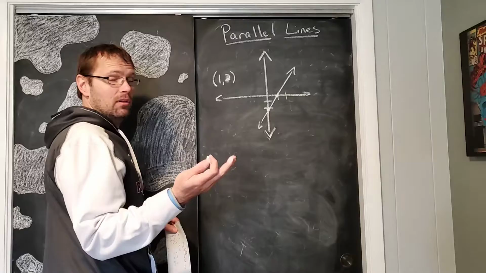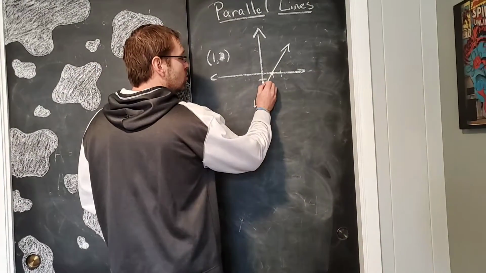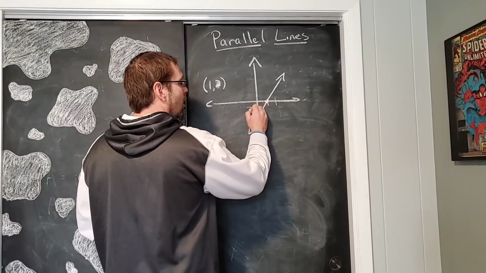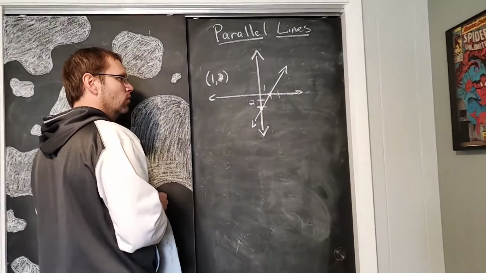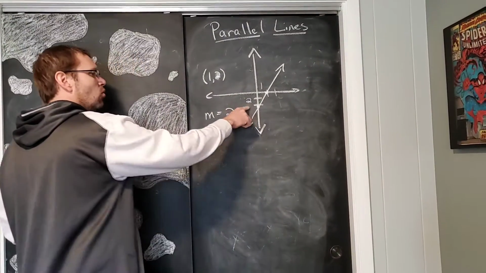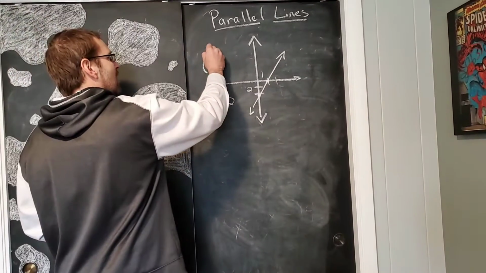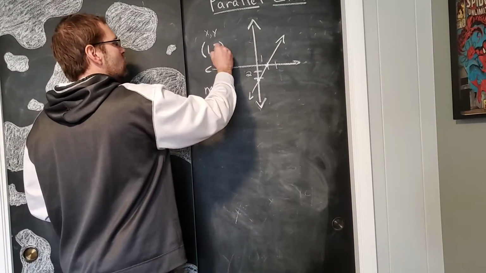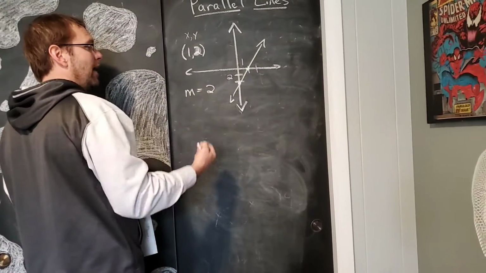Now, we already talked about how to find the slope of this line. We just count the slope triangle. If I go up 2 and over 1, my slope is 2, or 2 over 1. So I'm going to use exactly the same slope as this line, which is 2. So here I go. I'm going to say x, y. This is a 2. It's kind of hard to see. X, y, and m, and I'm going to find b.